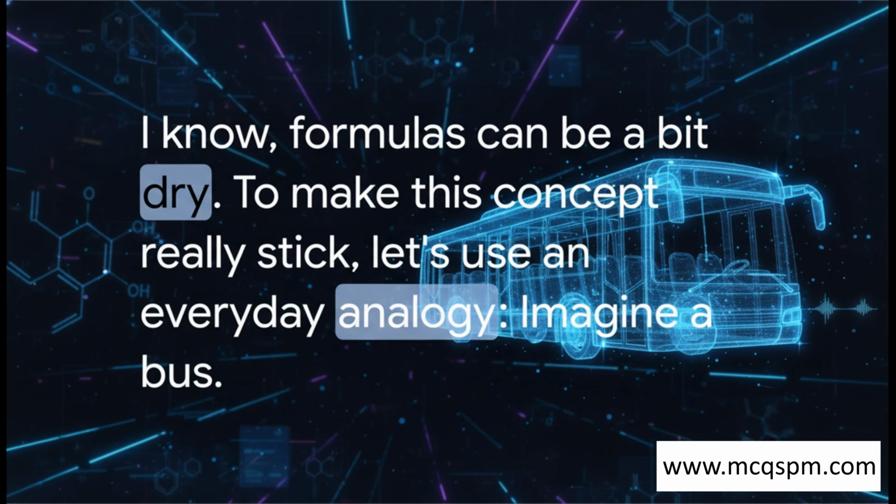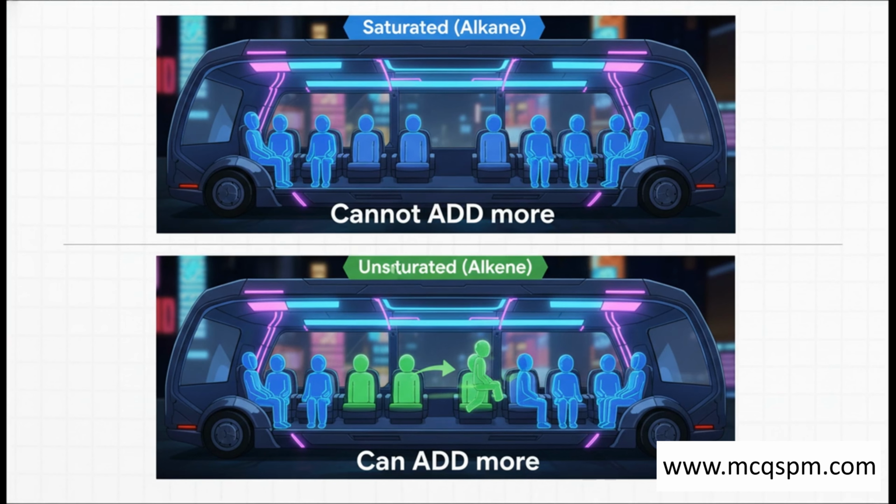So to make this idea really stick, let's use a simple analogy. Just think about a bus. A saturated alkane is like a bus that's completely packed. Every single seat is taken. It's saturated with people. You can't add any more passengers. But an unsaturated alkene, that's like a bus where you have those double seats. The double bond is like having a spot where you can break it open to fit more people. You can add more passengers, or in our case, more atoms. And that ability to add things is the whole key to their chemistry.